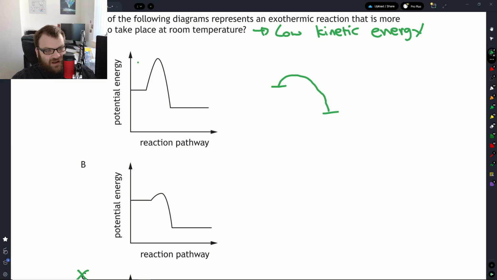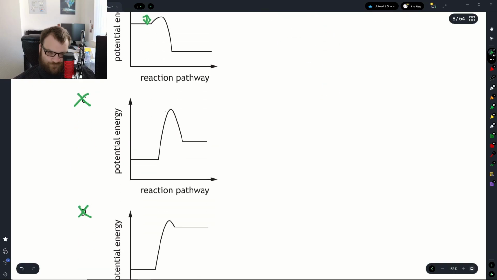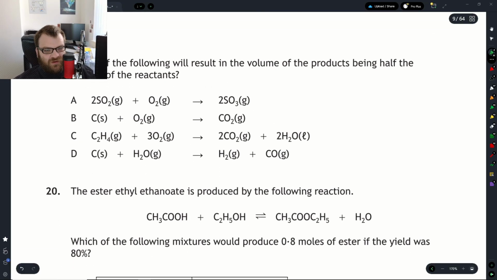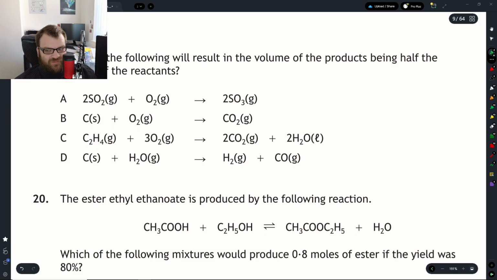A has quite a high activation energy, so the barrier that needs to be overcome would be quite difficult to do, especially at low temperature. Ruling out A, leaving us with B as our correct answer. On with number 19. Asked here about the volume of the products being half the volume of the reactants.